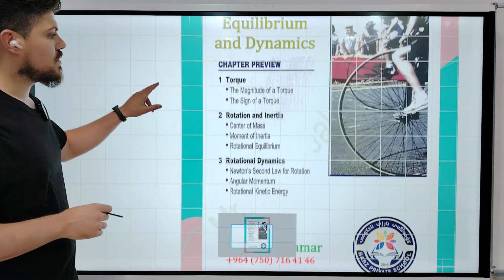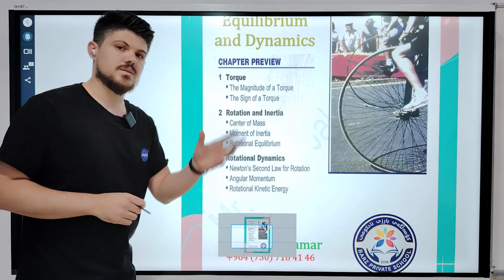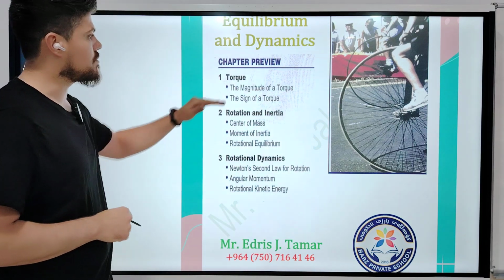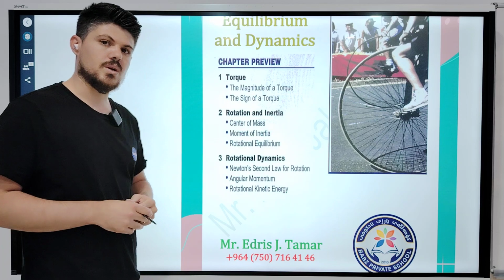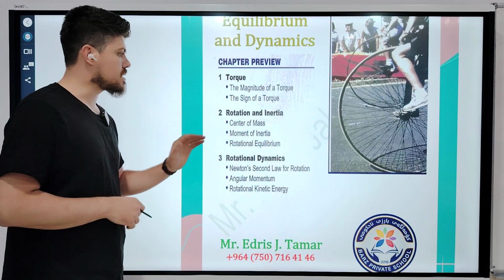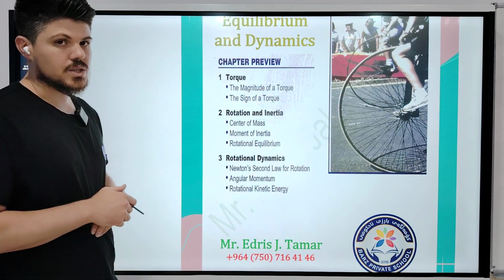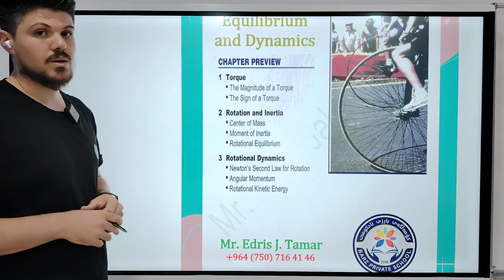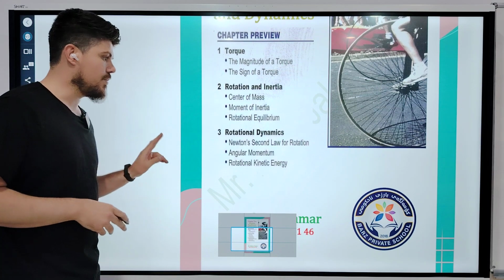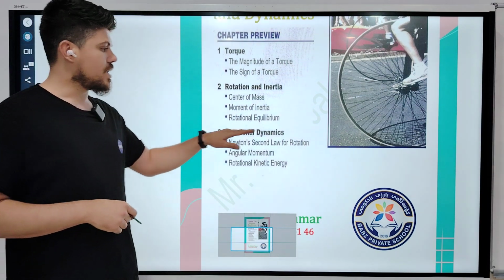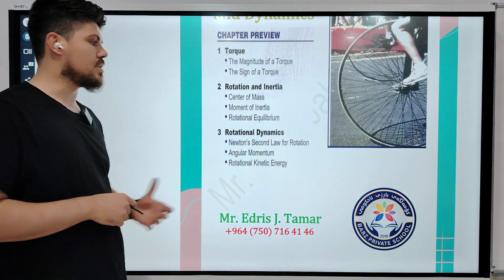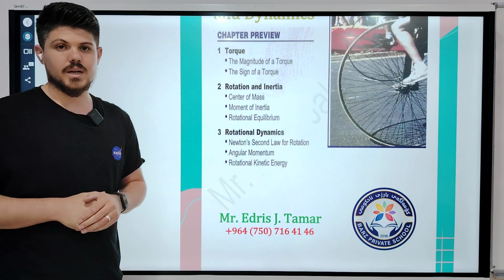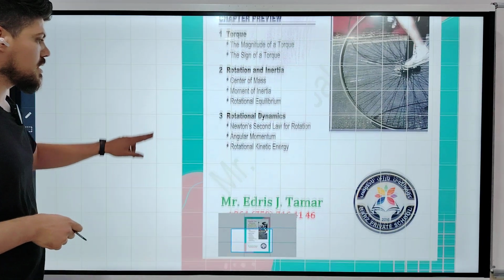Just for information, in this chapter we have 3 sections. Section 1 is about torque, and we have 2 topics: the magnitude of the torque and the sign of torque. In section 2 we're going to explain rotation and inertia: the center of mass, moment of inertia, and rotational equilibrium. In section 3 we're going to explain rotational dynamics, such as Newton's second law of rotation, angular momentum, and rotational kinetic energy. Okay, let's get started.